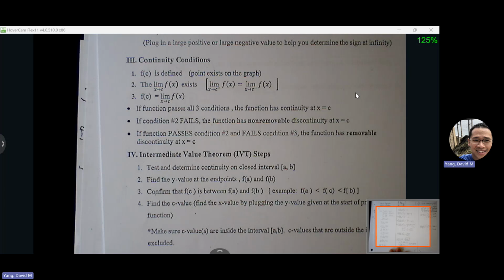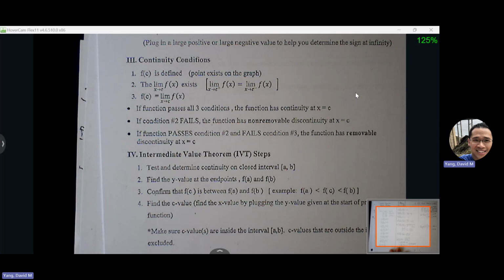If the second condition fails, we stop and we say this is a non-removable discontinuity at x equals c. The limit doesn't exist. So either the graph is disconnected or there's a vertical asymptote. We only go to the third condition if the second condition passes. If it passes the second condition but fails the third condition, we consider that a removable discontinuity. That means there's a hole at that point.